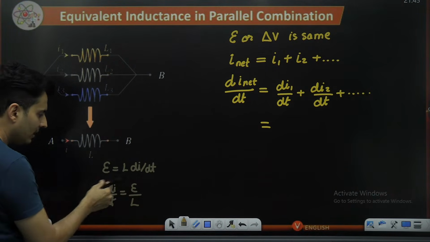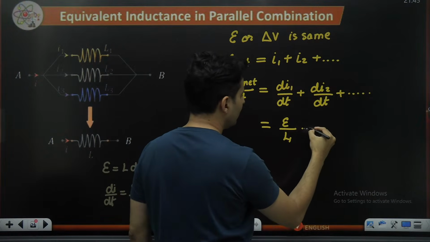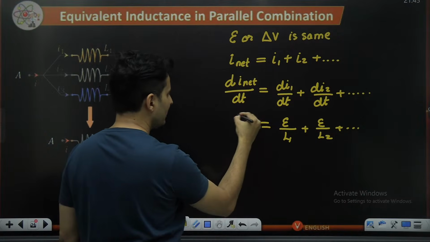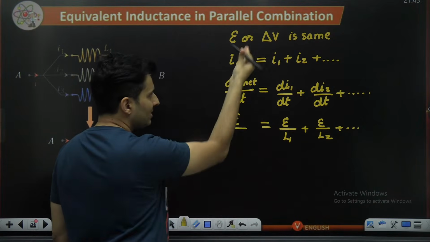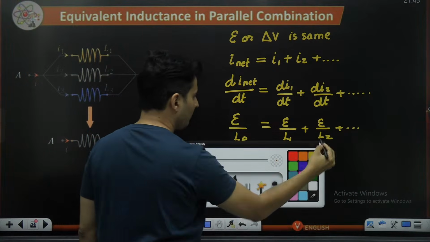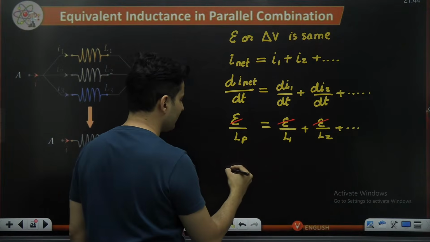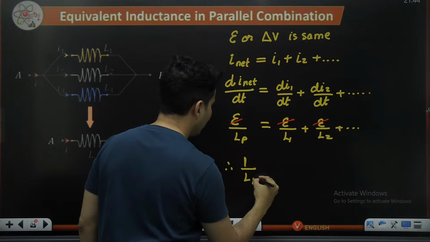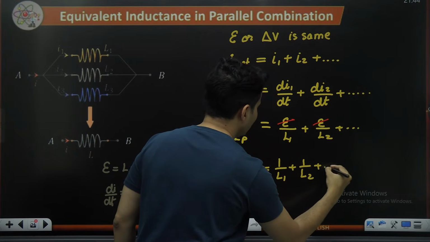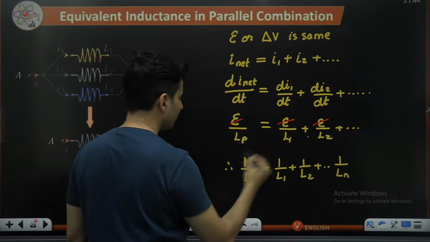It will be EMF divided by L. So that's why when you put E divided by L1 here, this will be E divided by L2 over here, and so on and so forth. This is the net EMF, which is the same, by net inductance, which is LP. You will see now this E will get cancelled everywhere, and that is why it will behave like resistors in parallel. So 1 by net inductance in parallel is 1 by L1 plus 1 by L2, like that, 1 by Ln. Very logical and simple.